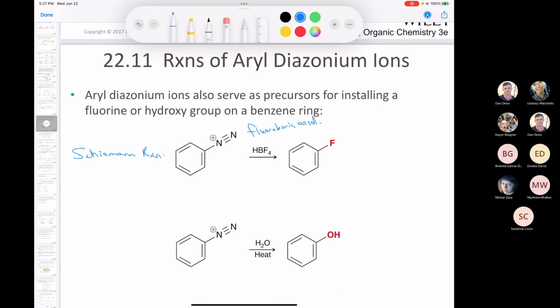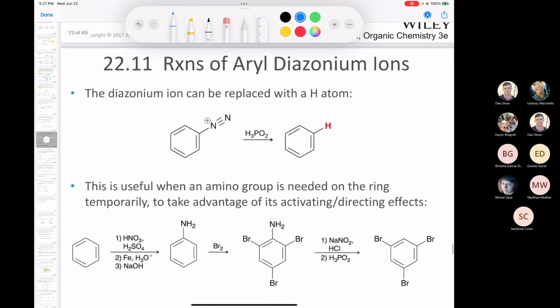Also, you can make a phenol if you just treat your aryl diazonium ion with water and heat it up. So that gives you a phenol. And what's cool about that is there aren't many ways to make a phenol. We don't have a ton of ways to make a phenol. And there's one more reaction I want to show you with an aryl diazonium, and that is if you want to remove the diazonium ion, you can replace it with a hydrogen atom using hypophosphorous acid. If you have H3PO4, that's phosphoric acid. If you have H3PO3, that's phosphorous acid.